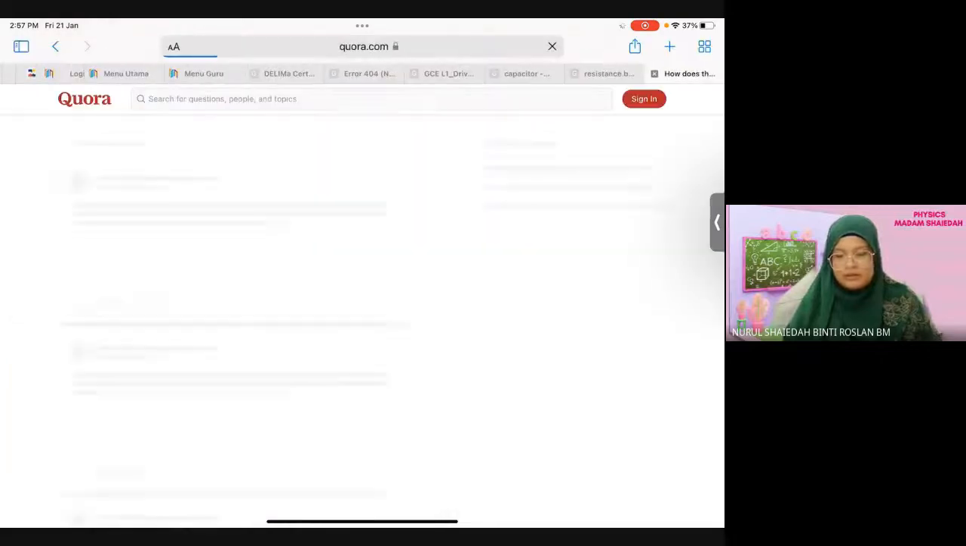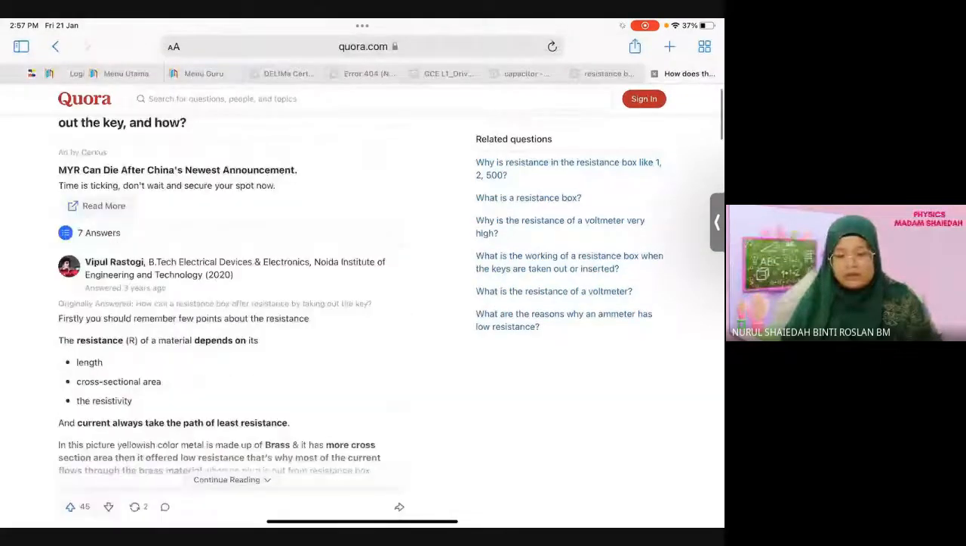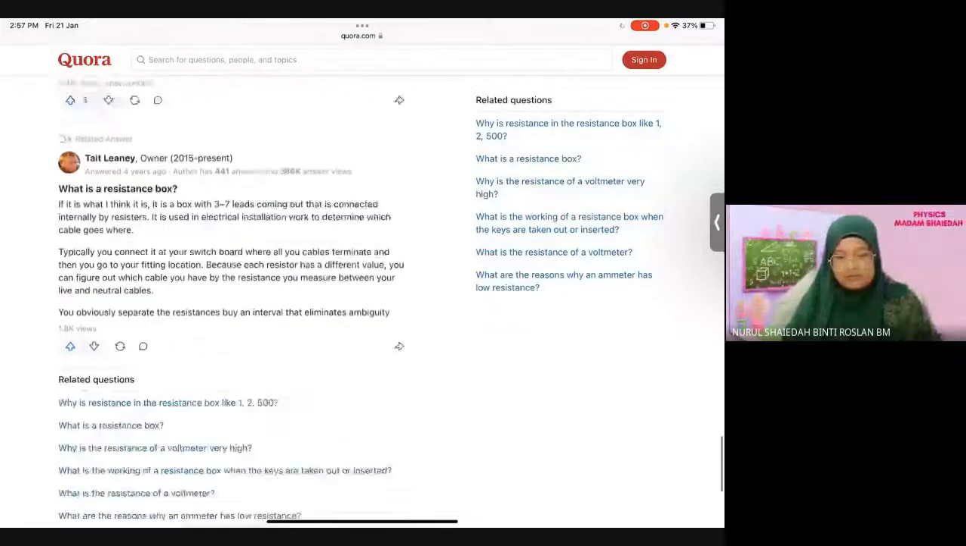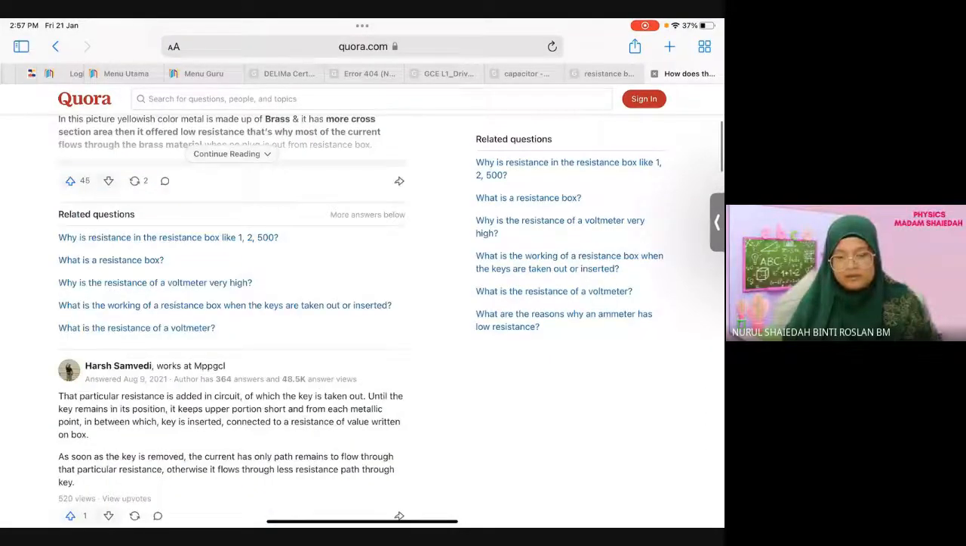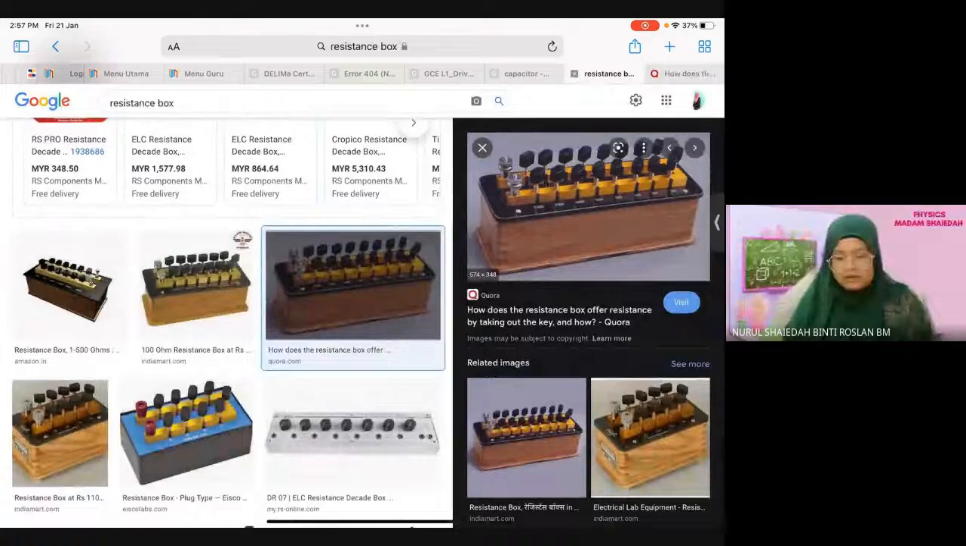Bentuk dia macam ni lah. So macam ni lah gambar dia.